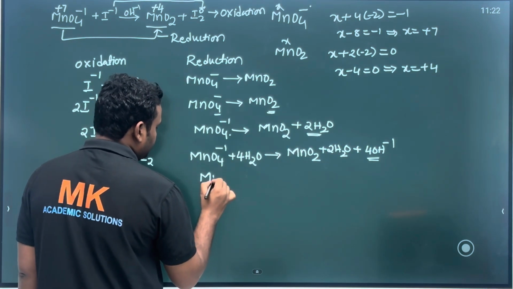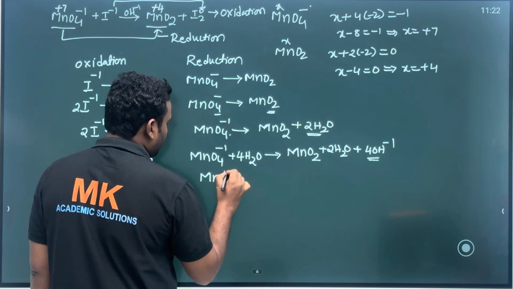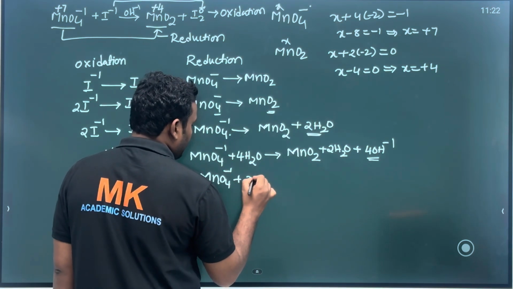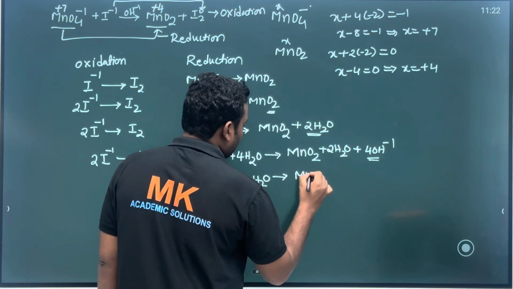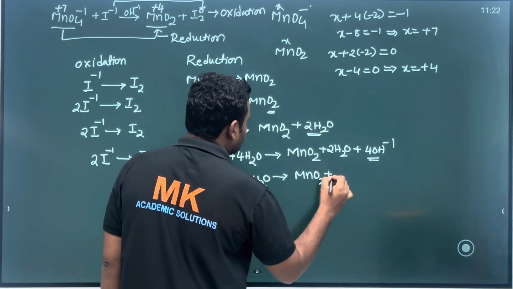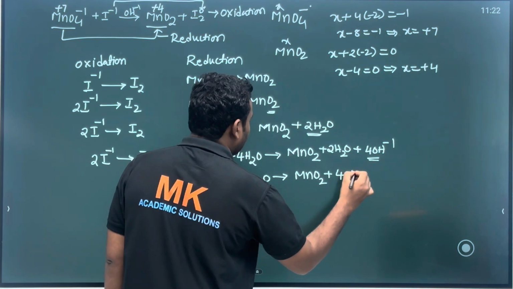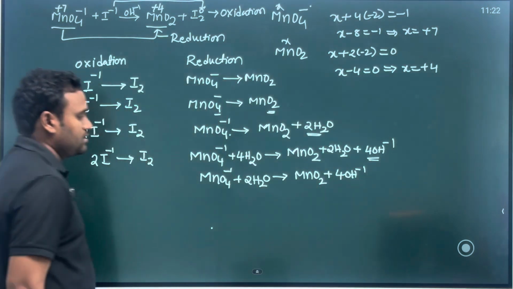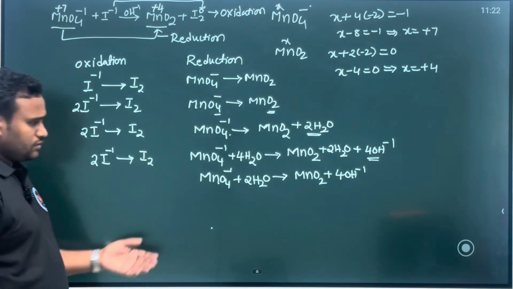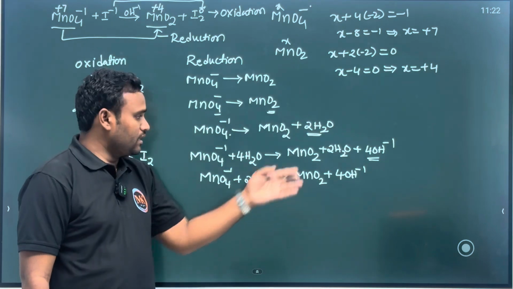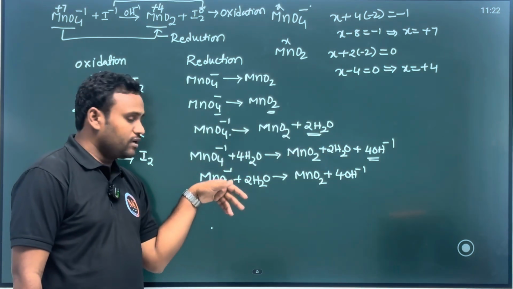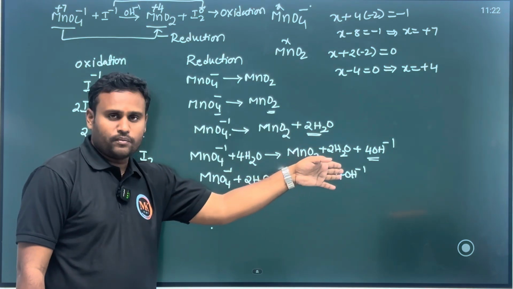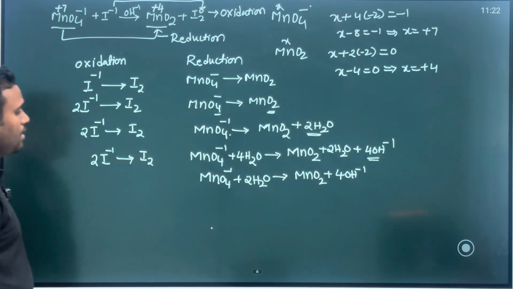What will you get? MnO4 minus plus 2H2O gives rise to MnO2 plus 4OH minus. Okay, so now they are balanced. Here 2 water molecules are there, here 4 water molecules are there. So from these I am removing 2 water molecules on both sides, and we are getting the balanced one.